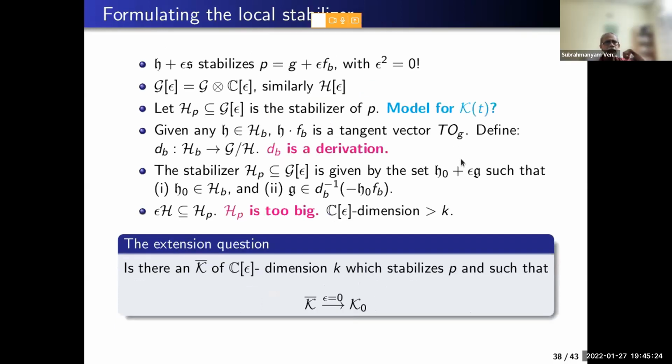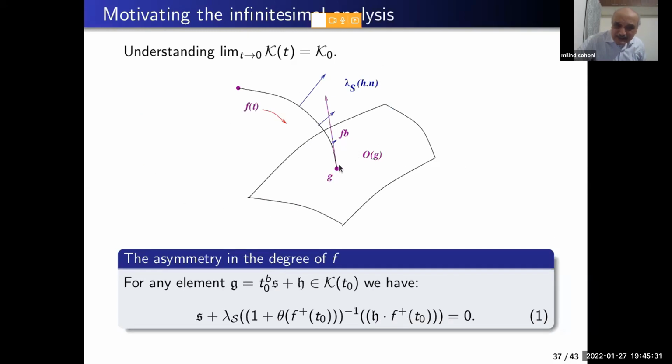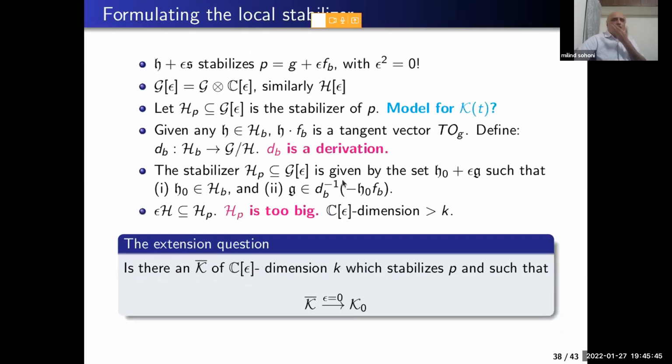So the question really is: if I look at a point g + εfb, just a small point, an epsilon thickening of the orbit, what is the stabilizer at that point? So if I have a point g + εfb with ε² = 0, what is the stabilizer of that point? And that's probably a good model for Kt, right?